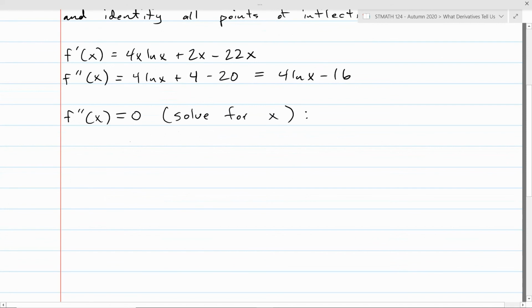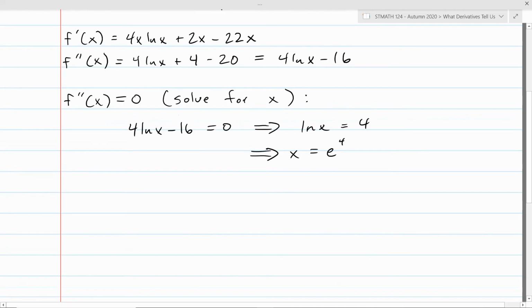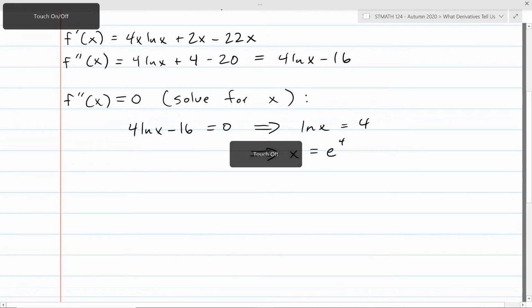So 4 natural log of x minus 16, set that equal to 0, and you'd get natural log of x has to be equal to 4. And natural log of x will be equal to 4 exactly where x is equal to e to the 4. And e to the 4 is a pretty good sized number. That's like, I don't know, somewhere in the vicinity of 60 maybe. So let's make a little sign chart here and see what's going on around e to the 4.